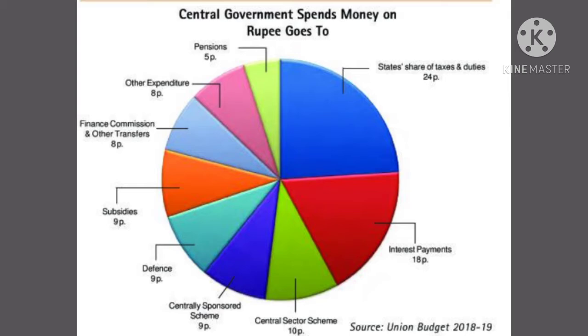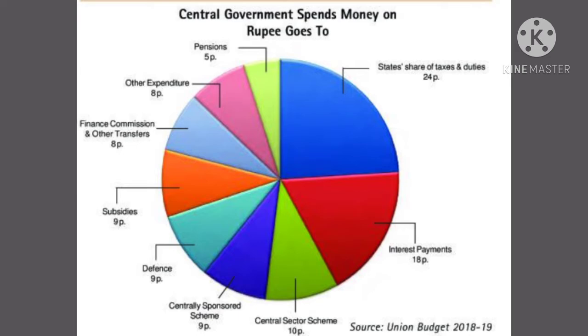So students, as you can see on your screen, the first pie chart is about what the central government spends its money on, in rupees. It is a pie chart in which we can see the expenditures of the government, where the government has to spend money. Many things are there: central sector schemes, the finance commission and other transfers, subsidies, defense, state share of taxes and duty, and other expenditure. For many things the government is spending its money.